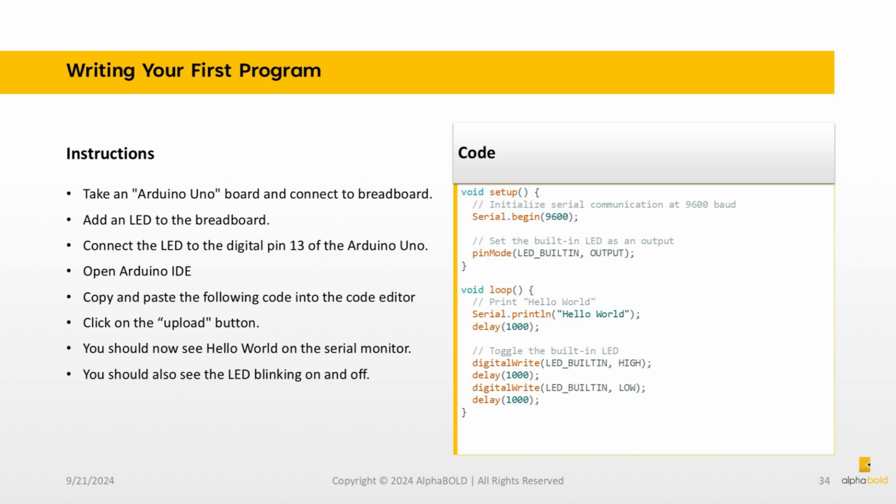Writing your first program. Take an Arduino Uno board and connect to breadboard. Add an LED to the breadboard. Connect the LED to the digital pin 13 of the Arduino Uno. Open Arduino IDE. Copy and paste the following code into the code editor. Click on the Upload button. You should now see Hello World on the serial monitor. You should also see the LED blinking on and off.